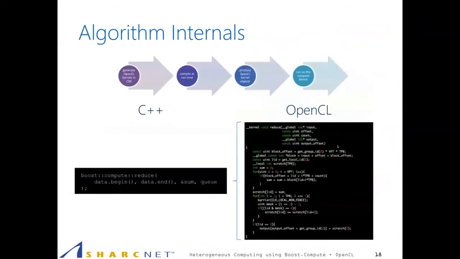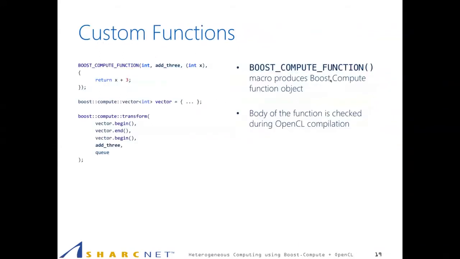So how do these algorithms work? As I said before, when you have an algorithm like Boost.Compute reduce like this, what actually happens is, first Boost.Compute generates OpenCL kernels in C99 like this. Then this kernel is going to be compiled at runtime and produce OpenCL kernel objects, which it then actually runs on the compute device.